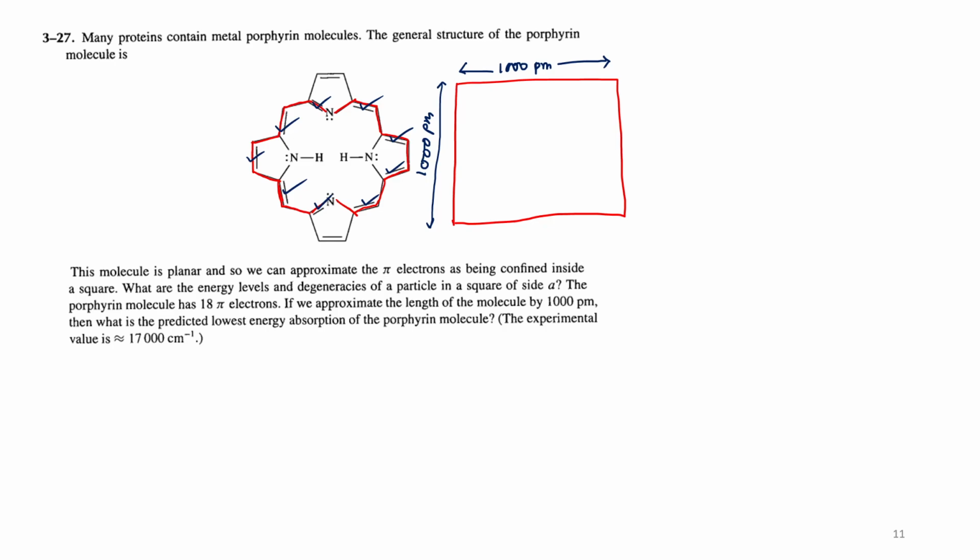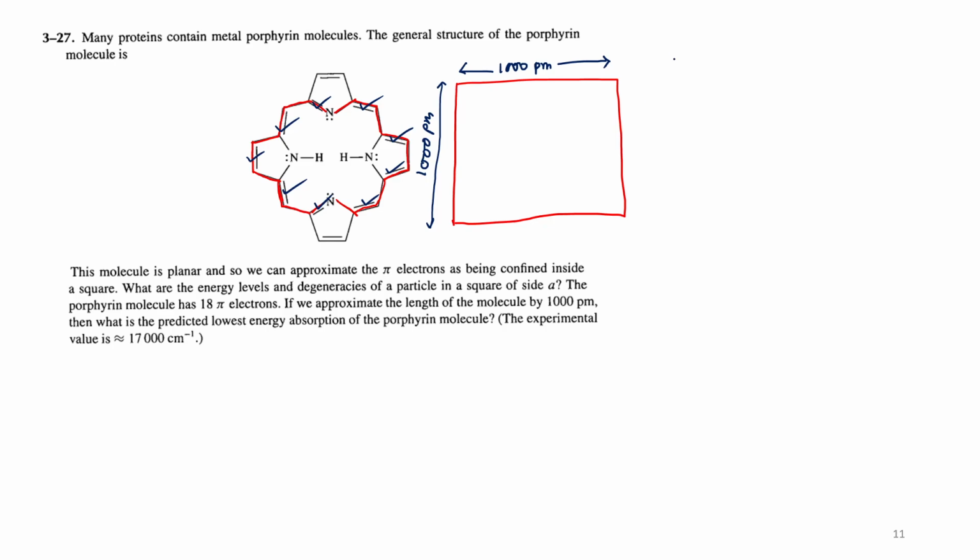Then what is the predicted lowest energy absorption of the porphyrin molecule? See, earlier whatever we were doing were single chain or those kinds of molecules, and we were predicting them to be similar to the particle in a box problem. Particle in a box was a one-dimensional problem, 1D box. Now it is a 2D box, right? Because the porphyrin molecule is not linear, it is something like a square shape. So we have to consider it a 2D box.